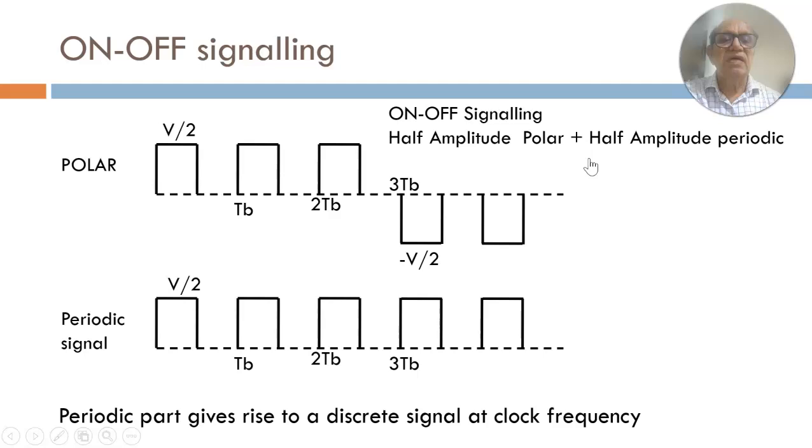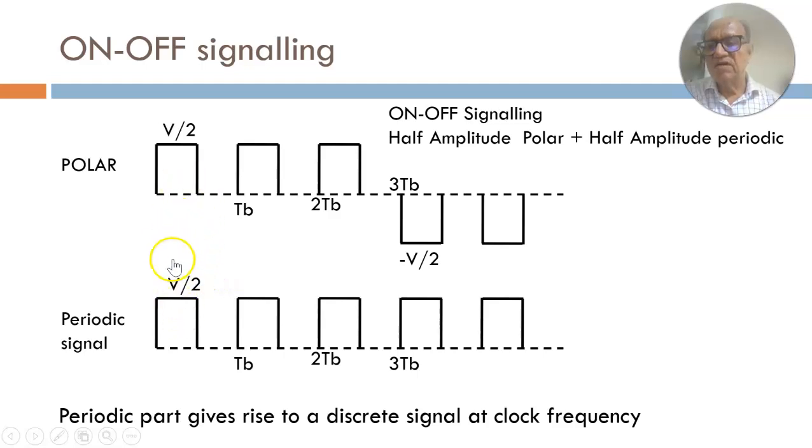Now what we do, we add half amplitude periodic signal. So this V by 2, again at t equal to TB, we get this, t equal to 2TB, we get this. So now, if you want to find the frequency spectrum of the on-off signal, this part will give you a part of the spectrum which is similar to the polar signal. See, understand, when you add this to this, you will get on-off signal. It's easy to see that.